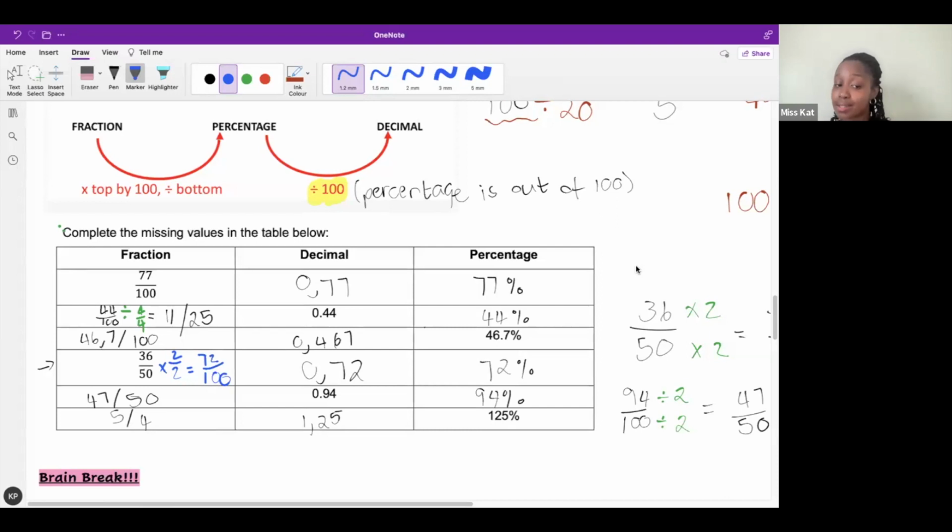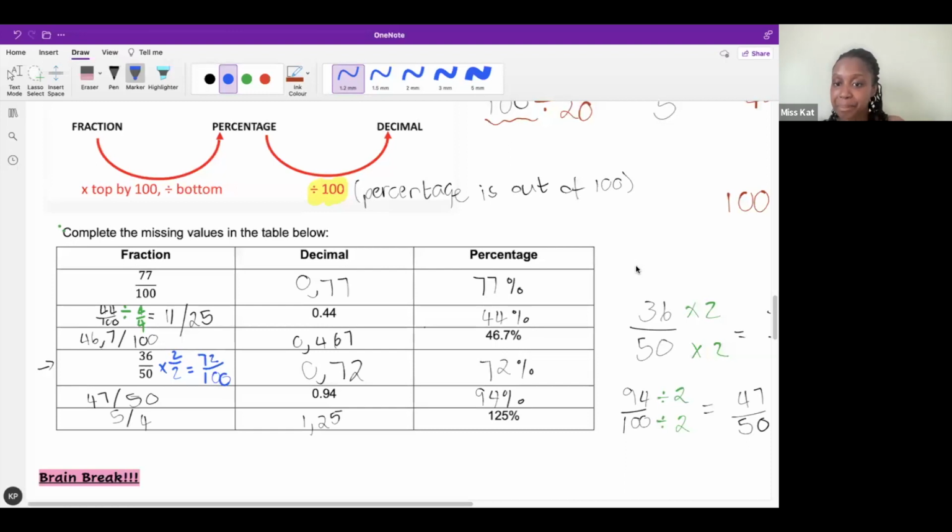Remember, we want a denominator of 100. Exactly. So that's how I decided. But Caden, you're not allowed to only times the bottom. You must also times the top. Remember how equivalent fractions work? Whatever you do to the bottom, you must do at the top. Whatever you do at the top, you must do it at the bottom. So that's why I times it with 2 at the top and the bottom. So now my new fraction is 72 over 100.